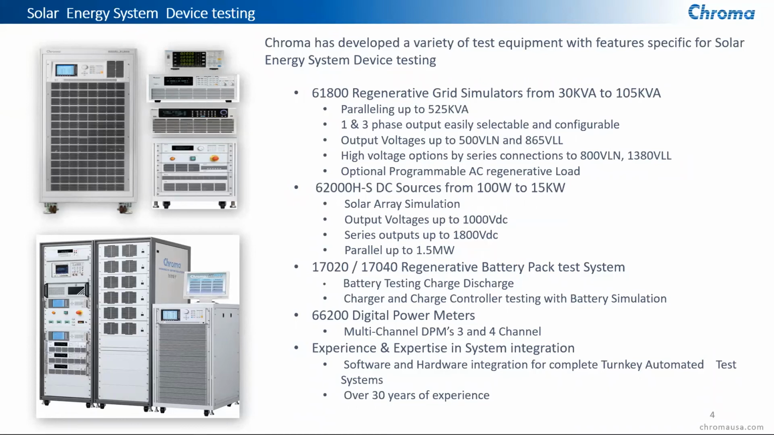Our 62000H series of DC power supplies go all the way up to 15 kilowatts, and can be paralleled up to 1.5 megawatts. So we're not limited on size for you. We can go up to higher power, up to 1800 volts DC. And we can do solar array simulation with this one. We'll be happy to go into more detail on that in the next slides. We also have a regenerative battery pack test system, the 1700 family.